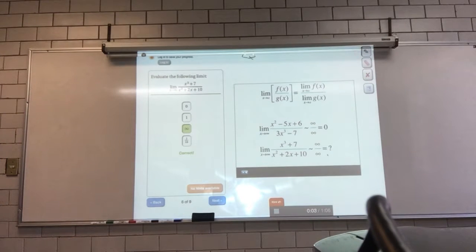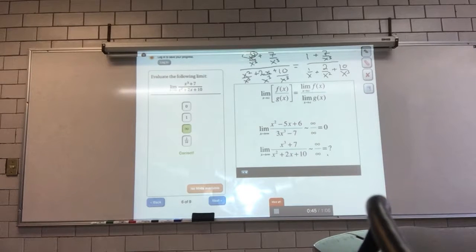Let's rewrite the function up here. It's x cubed plus 7, and on the bottom, we have x squared plus 2x plus 10. I'm going to divide through by the highest power of x that I see, which is a 3. So I'm going to divide every single term by x cubed. So my function is now 1 plus 7 over x cubed divided by 1 over x plus 2 over x squared plus 10 over x cubed.